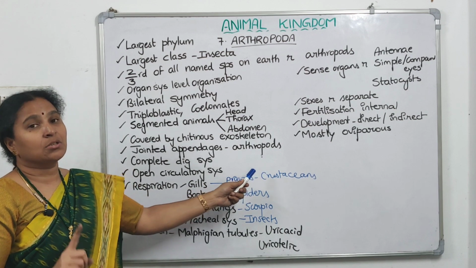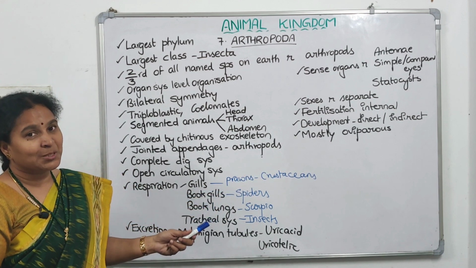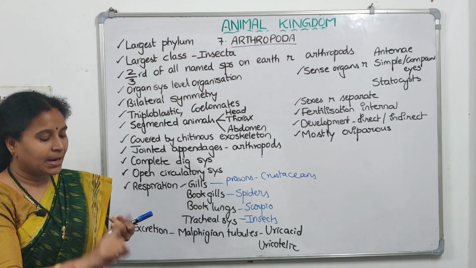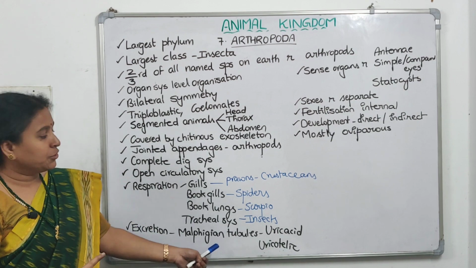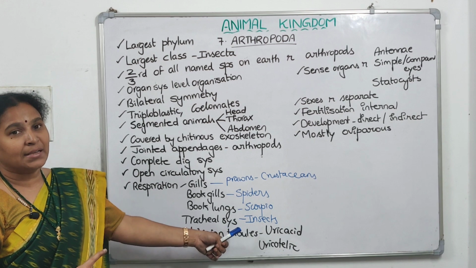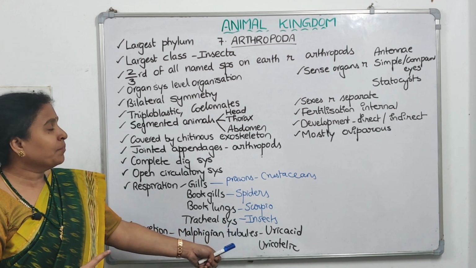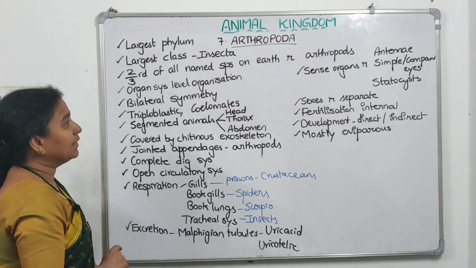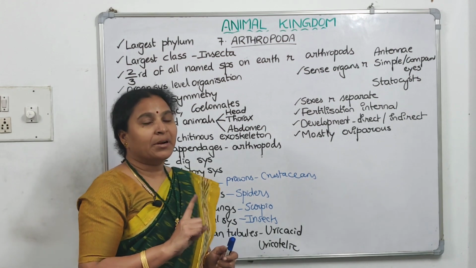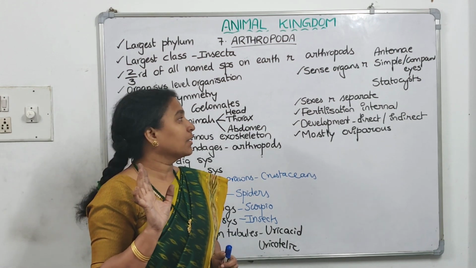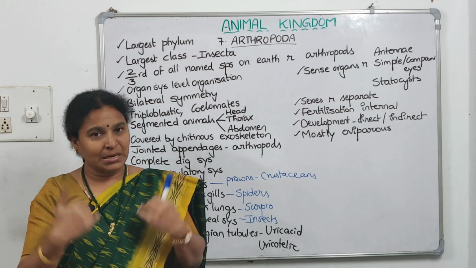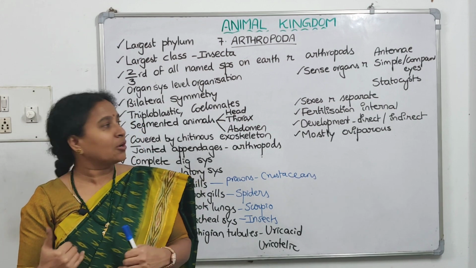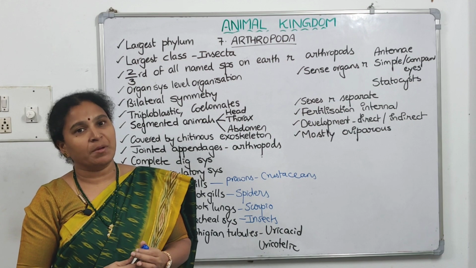Complete digestive system, open circulatory system. Respiration is by gills, book lungs, or tracheal system. Excretion is by Malpighian tubules. And what do they excrete? Uric acid. That's why they're called uricotelic. Sense organs are antennae, simple eyes and compound eyes, and statocysts are balancing organs. Sexes are separate, means they are dioecious. Fertilization internal, development can be direct or indirect, and they are mostly oviparous.